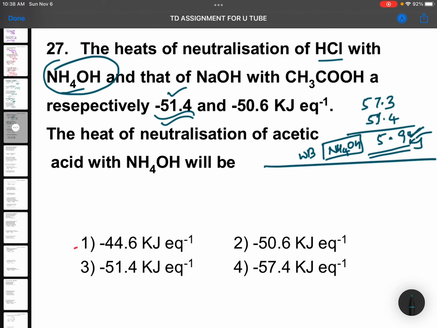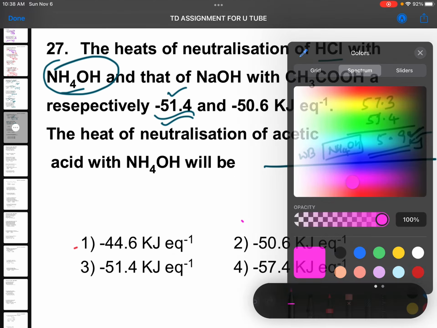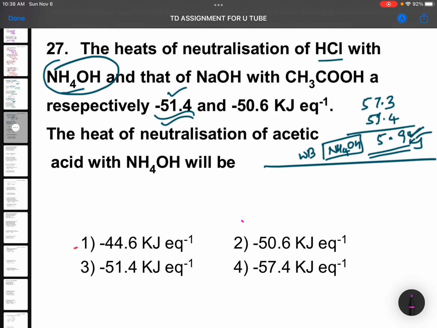Coming to the next one. In the second case we got 50.6 instead of 57.3. So 57.3 minus 50.6 is 6.7 kilojoules of heat used for CH3COOH, the weak acid.